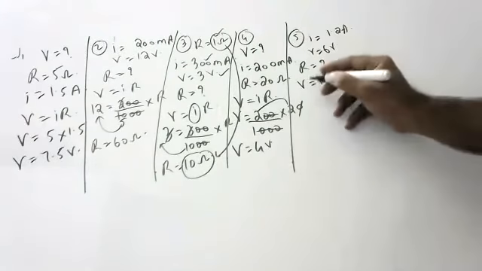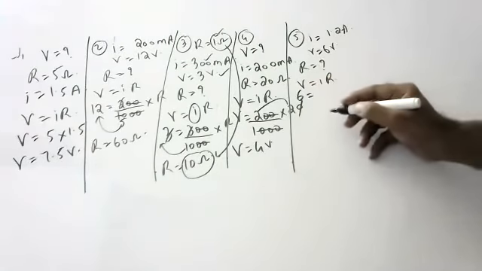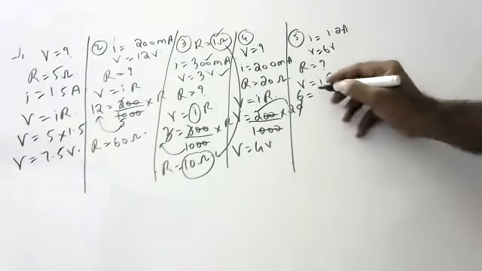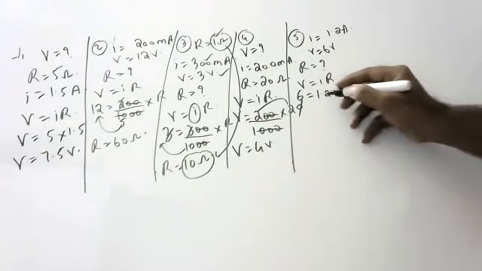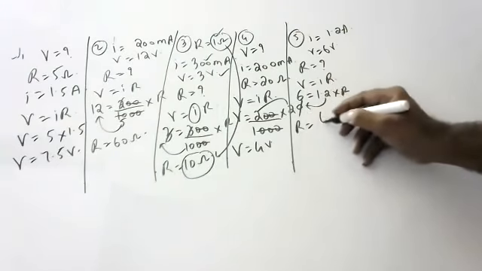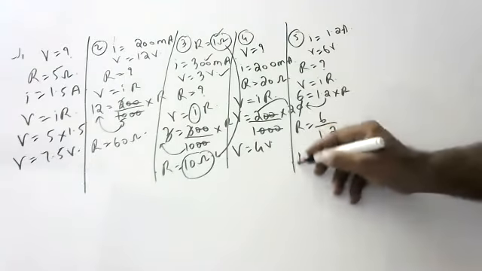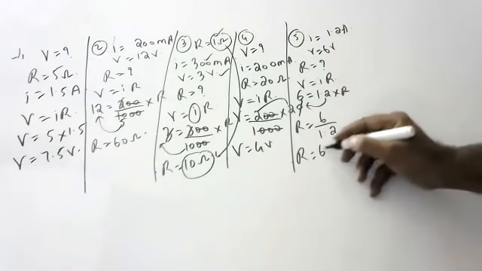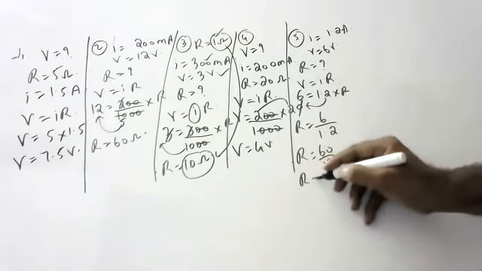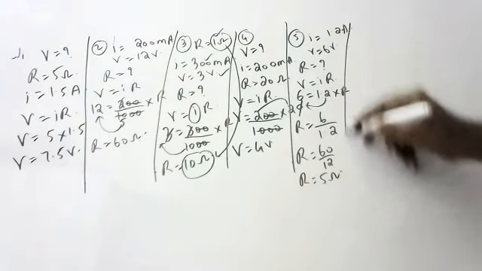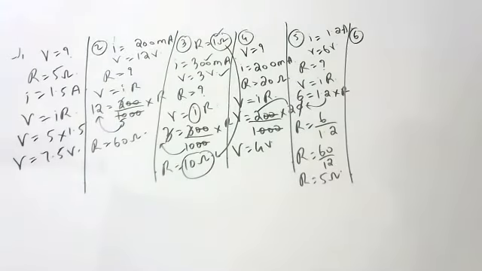V is how much? So R is equal to V by I. 6 is equal to 1.2 into R. R is equal to 6 by 1.2. So remove this point, you get 60 by 12. How much is that? 5 ohms. Direct question I am getting from the 10th numericals.